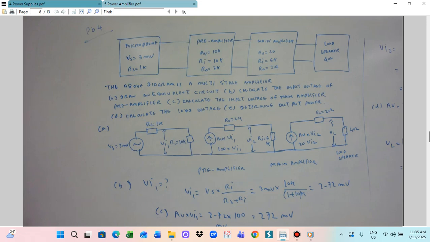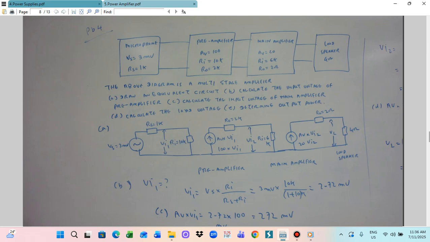The next problem is a typical circuit from the microphone: the pre-amplifier stage amplifies it, and then the main amplifier amplifies again, and there's a loudspeaker being driven. So when you draw the equivalent circuit, you calculate the input voltage of the pre-amplifier, the input voltage of the main amplifier, the load voltage, and the output power. Those have to be calculated.